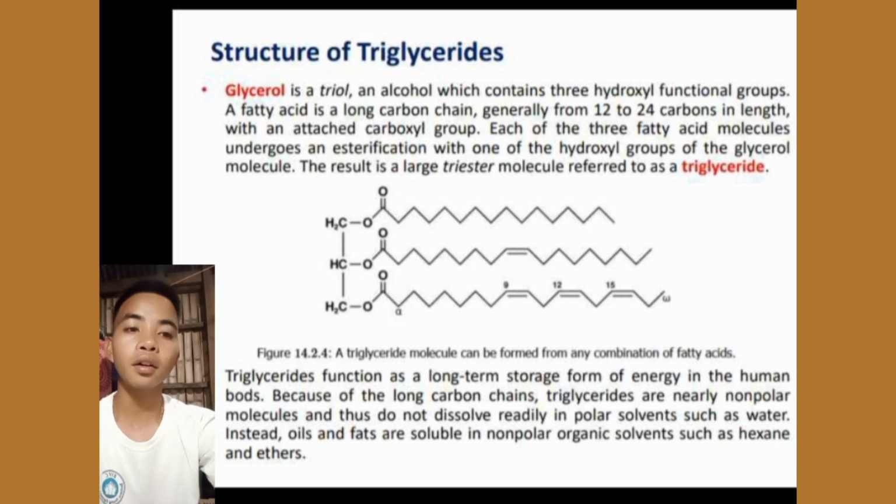So that is the discussion of the fatty acids, and I hope you learned more about what fatty acids are. So thank you and God bless us all.